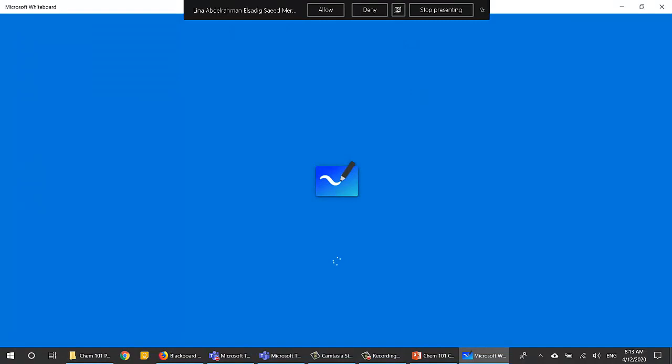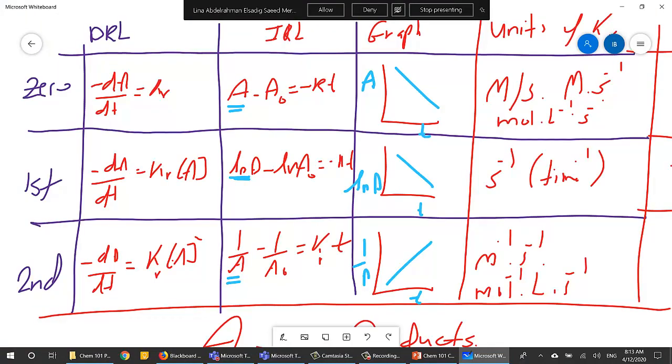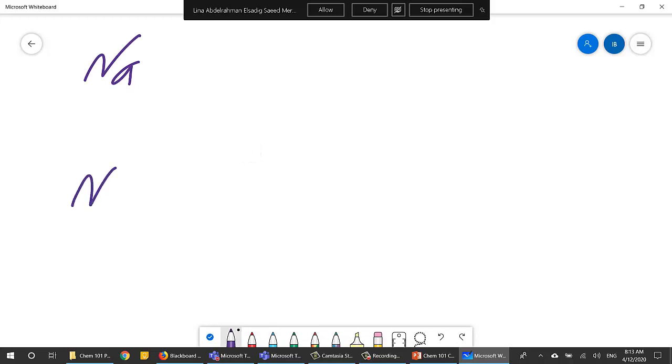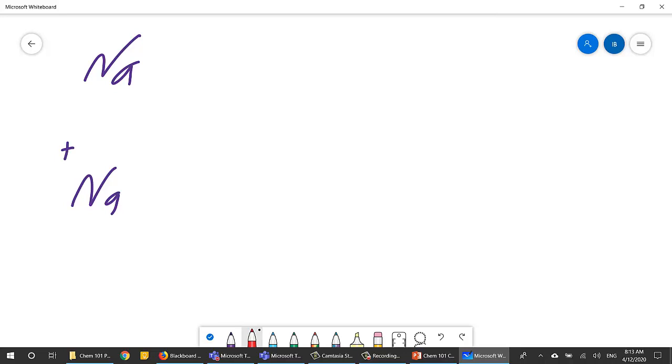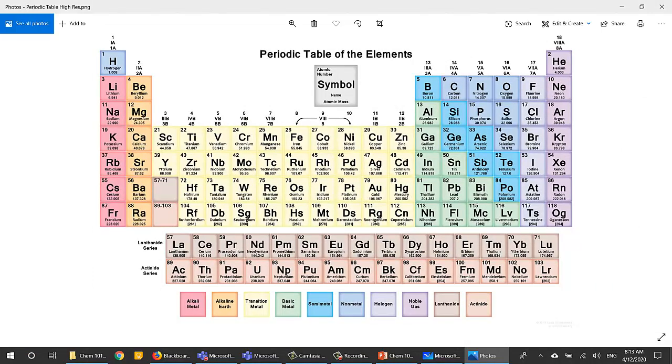suppose that we have a question asking about drawing the Lewis structure for sodium and sodium plus. So we have sodium and we have sodium plus, and I'm interested in writing the Lewis structure of sodium. So sodium is 11. If you look at the periodic table quickly, sodium is right here to the left. So the configuration of it is going to be neon 3s1, or 1s2, 2s2, 2p6, 3s1.